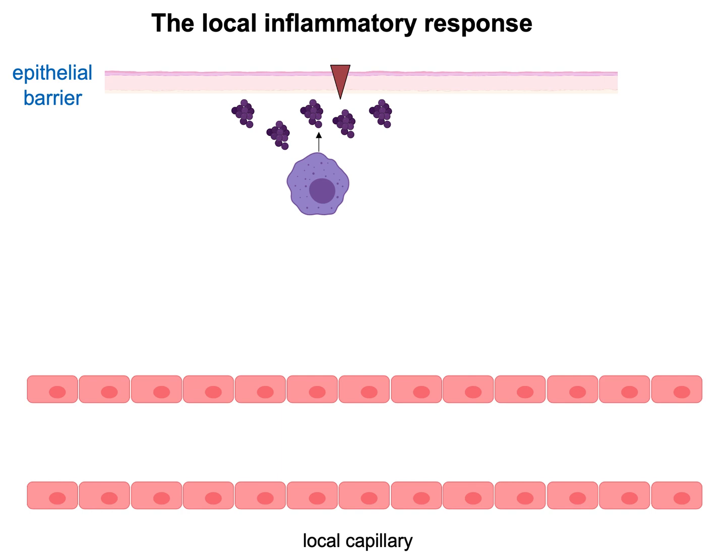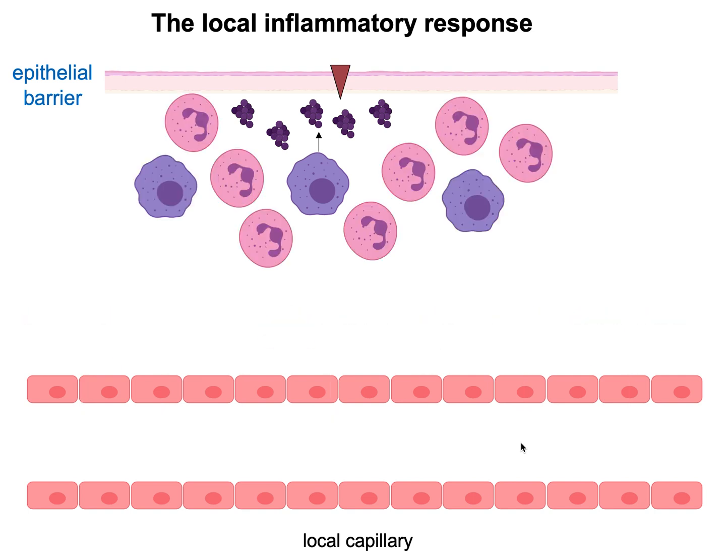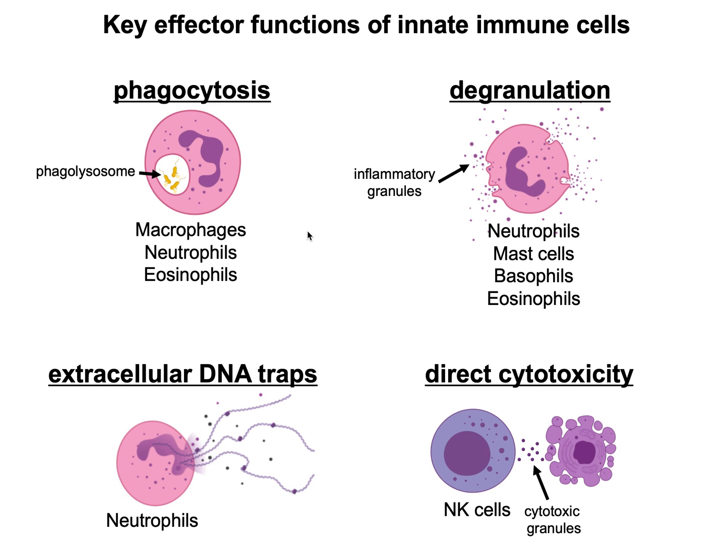So we're going to go back to the local inflammatory response, and here we have a macrophage responding to all these bacteria. And as we've mentioned, this local inflammatory response induces the influx of neutrophils and monocytes from circulation within the tissue, where they can then migrate to the site of inflammation and help mediate clearance of this pathogen. So what are the key effector mechanisms whereby these cells do it?